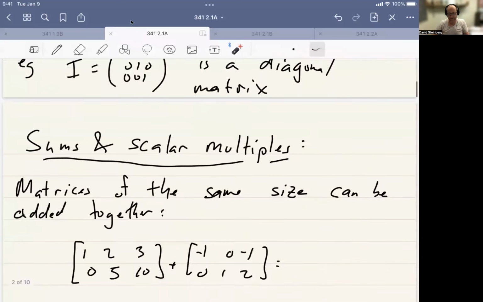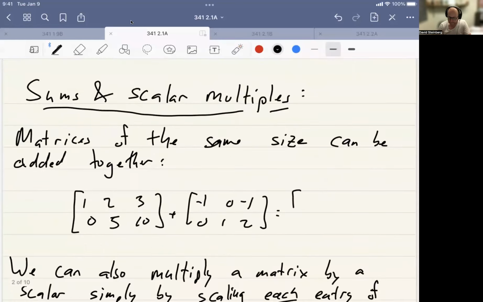Okay. So let's see. We can add matrices if they're the same size. And then you do the obvious thing, right? Someone puts a gun to your head, says add these matrices. You do the obvious thing and hope that it's right. You add 1 and -1, you get 0. You add 2 and 0, you get 2. You add 3 and -1, you get 2. And the other row, 0 plus 0 is 0, 5 plus 1 is 6, 10 plus 2 is 12. And you'd be right. You follow your nose, sometimes it works out.